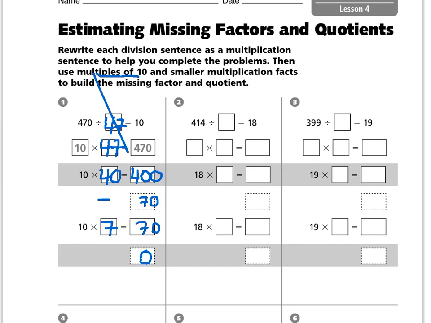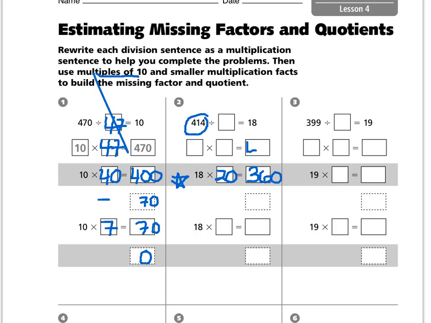Let's do the same thing for number 2. I'm going to go ahead and start into the gray section. 18 times what equals something close to 414? And I know that 18 times 10 would be 180, and I know that 18 times 20 is going to be 360. If I did 18 times 30 though, that would be too much. So I'm going to do 18 times 20, which equals 360.